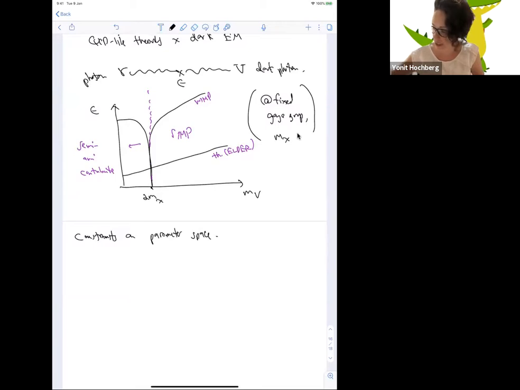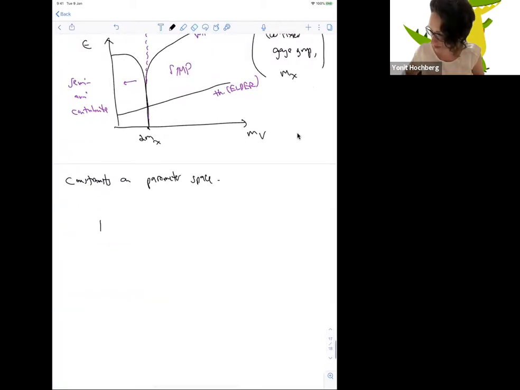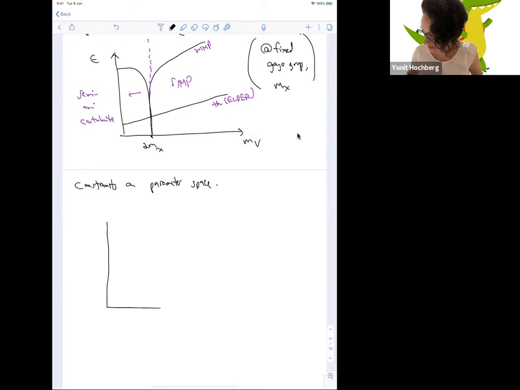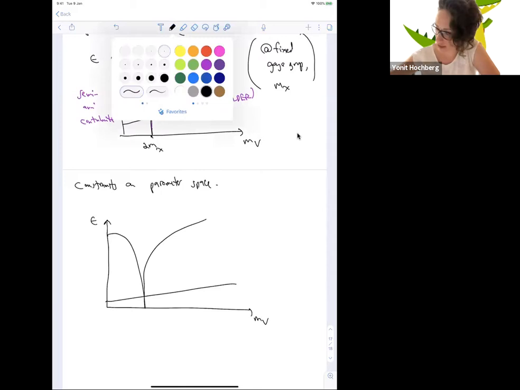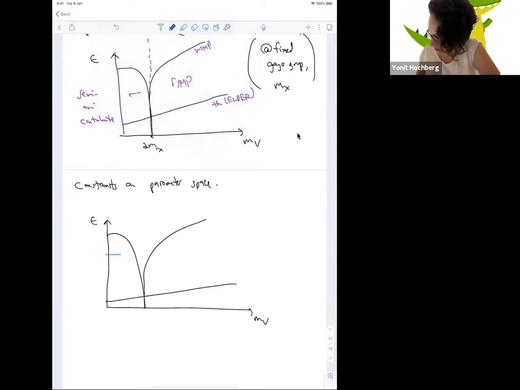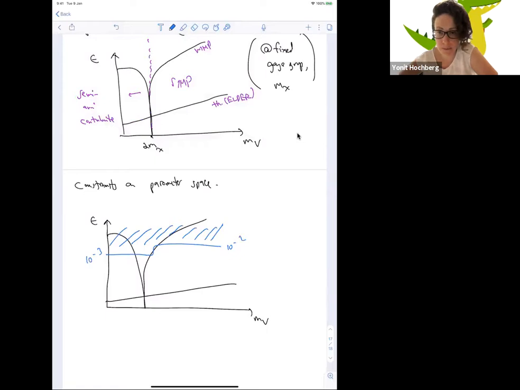Let me just show you, this is going to go pretty wild, so let me redraw this over here. Here's epsilon versus M_V. We have this dip over here, and we have this curve down here. Roughly speaking, in terms of existing constraints, if you want the exact ones, of course, you should open up a paper. This is just to give you a taste. The constraints are roughly between 10 to the minus 3 and 10 to the minus 2 over most of the parameter space.